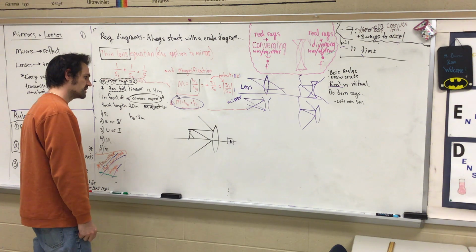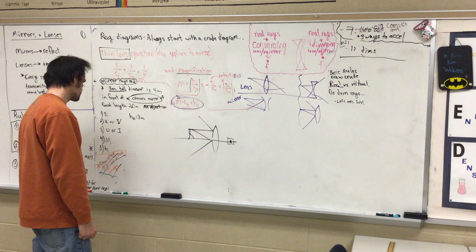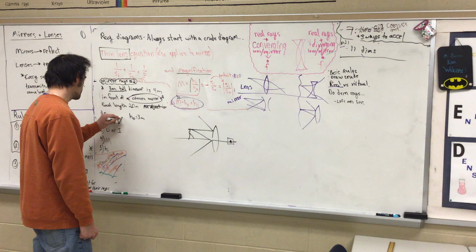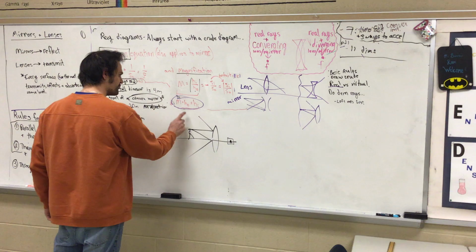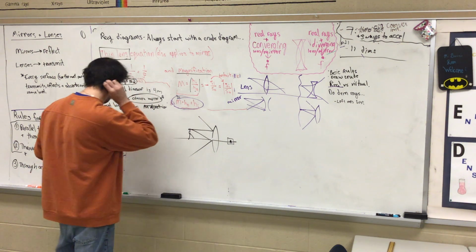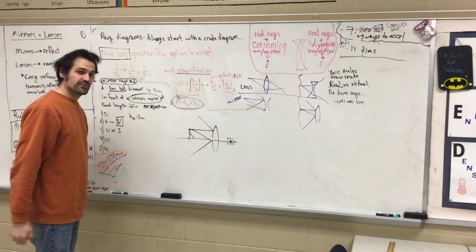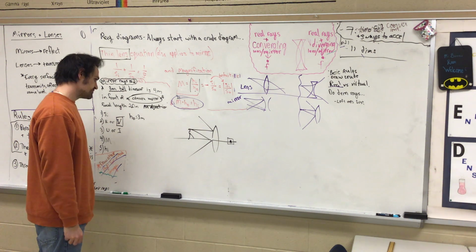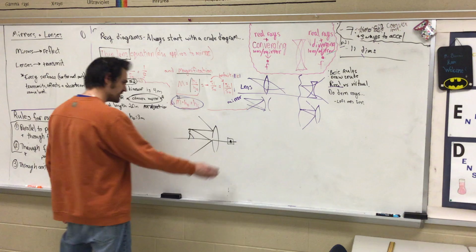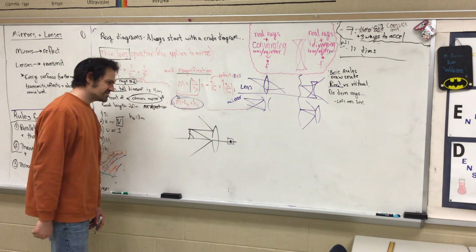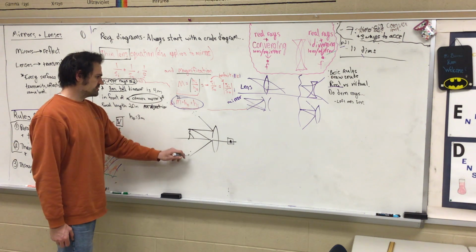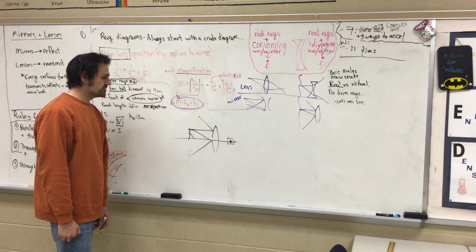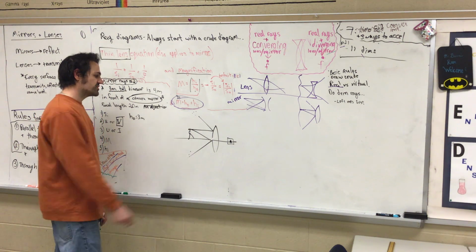What else? Oh, that also means we're not going to get a real image on the left side of the mirror. So right off the bat, we know it's going to be a virtual image. And the image is going to be somewhere on this side because those rays are never going to converge. The real rays are never going to converge after bouncing off of the mirror.